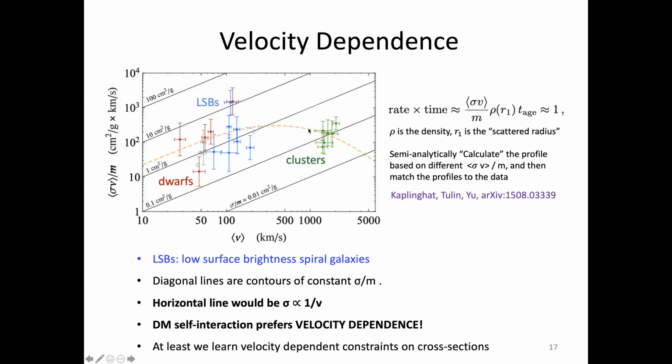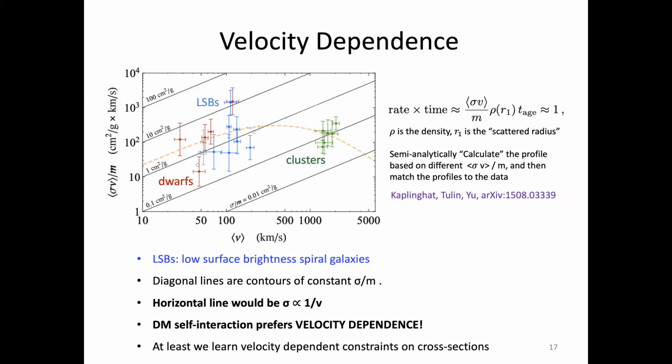So whenever I show this plot, people will say, yeah, you can fit a horizontal line to these. And that's true. But remember, the horizontal line corresponds to sigma proportional to 1 over v. So there is already a need for velocity dependence built into this kind of plot. And let me explain the terminology. LSB is low surface brightness spiral galaxy. So it's a small galaxy. So you can see that for different scales, there is a different preferred cross-section.